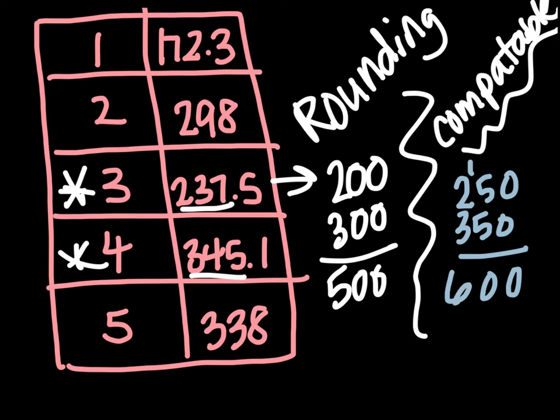Now in this situation, using the compatible numbers is going to be a little bit more accurate because 37 and 45 are closer to the 50s than they are to the 200 and the 300. So in both situations, when we use estimation, you can either round to the nearest hundreds like we did in the first example, or you can use compatible numbers. But either way, what you're really doing here is finding a way to make mental math work for you so that you can solve these problems really quickly.